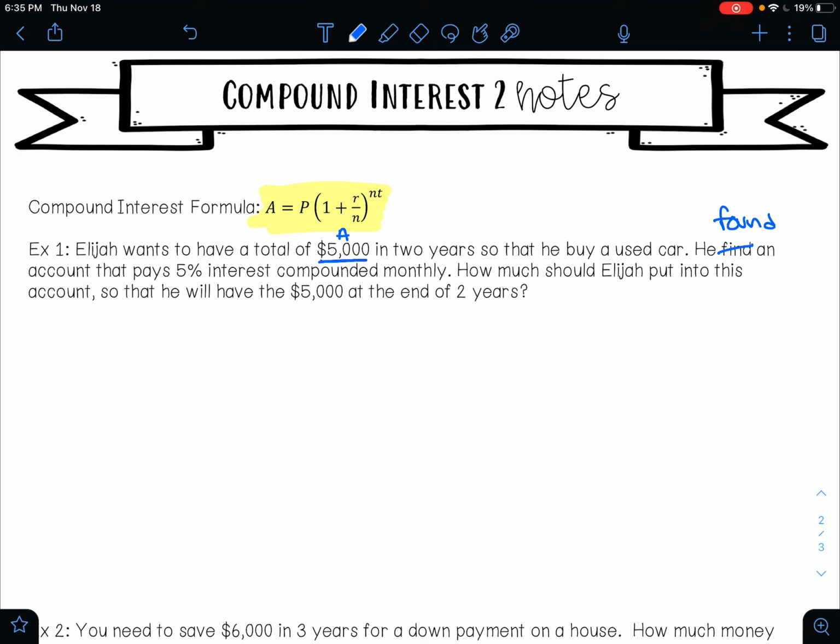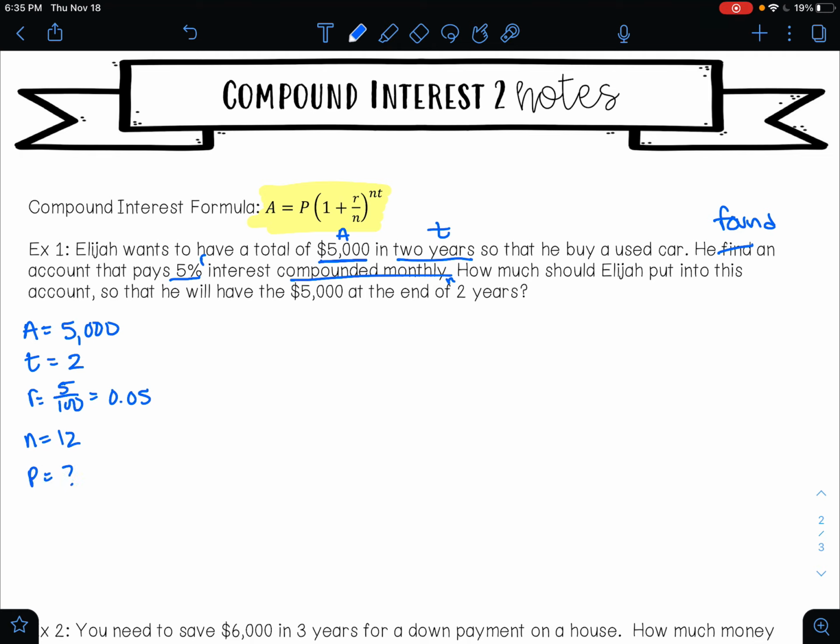He wants to have it in 2 years, so that's our time frame. The account pays 5% interest, that's R, and it's compounded monthly, that's N. So let's see what we have. We know that A is $5,000. T is 2 years. R is 5%, so 5 divided by 100 is 0.05. Compounded monthly, so N is 12. And we don't know what P is. So we're going to have to solve for P.